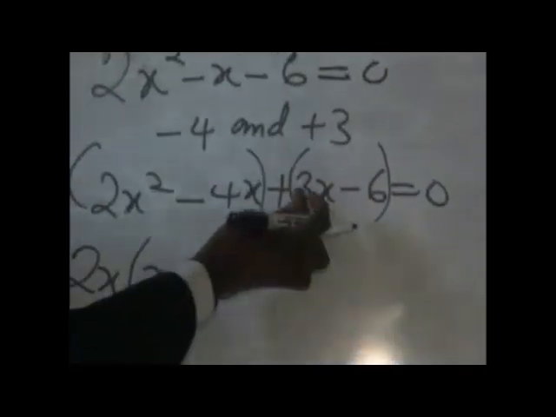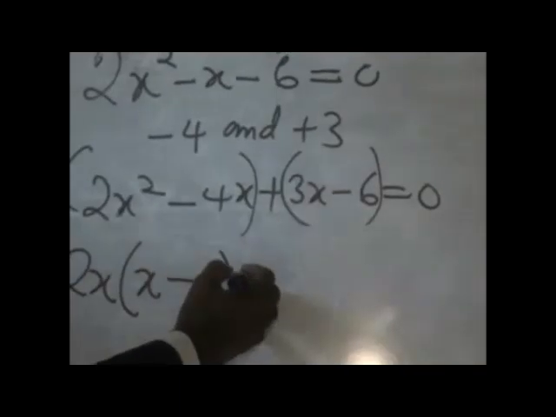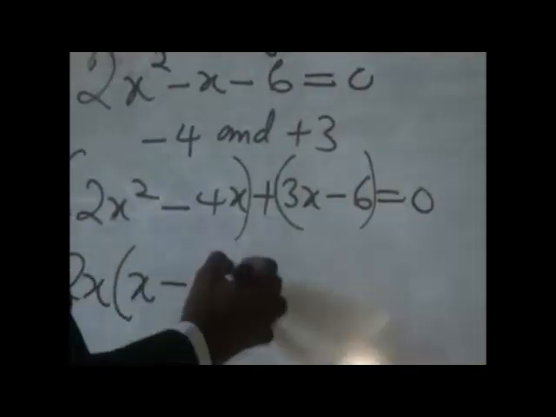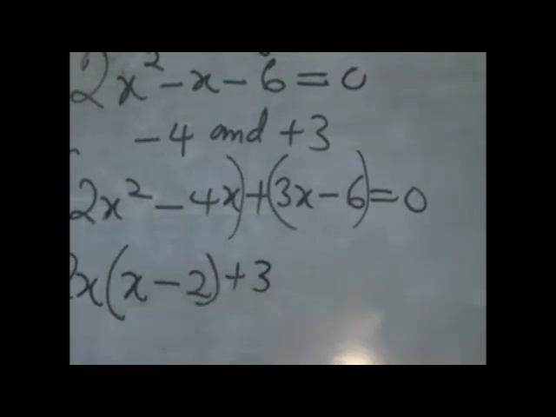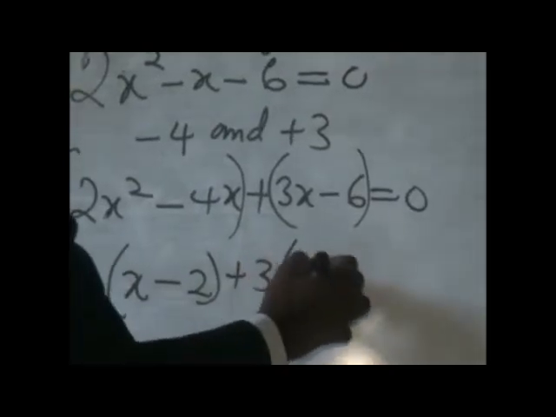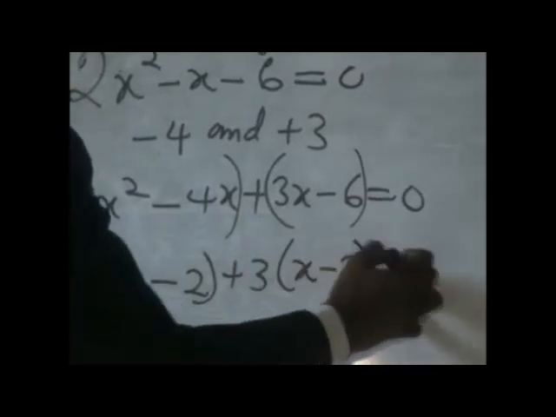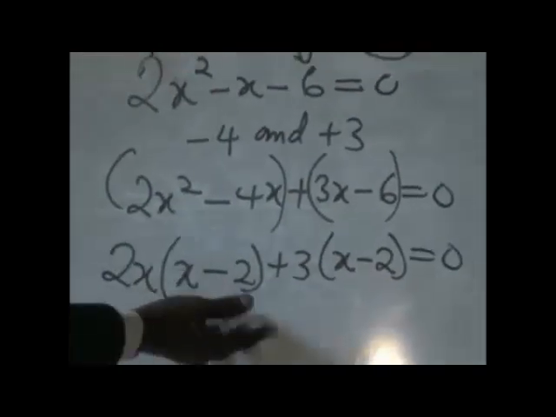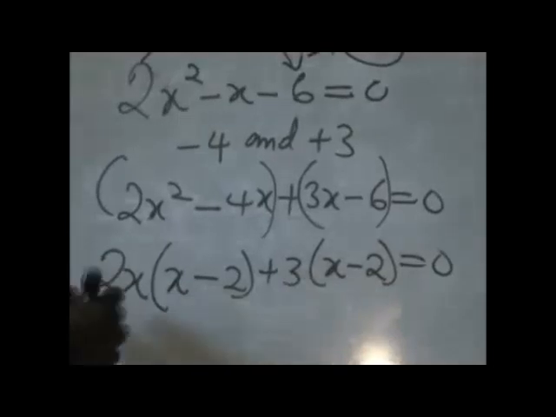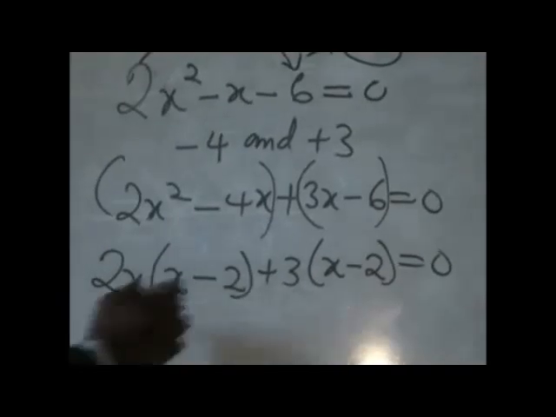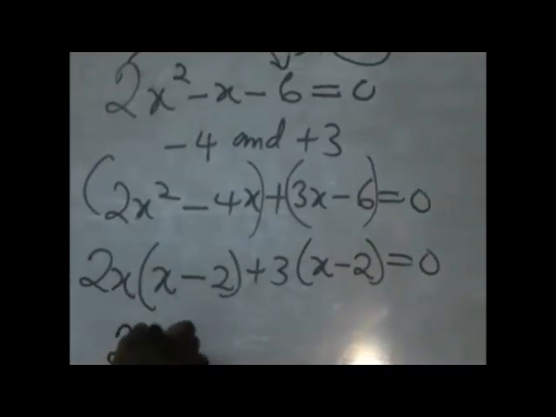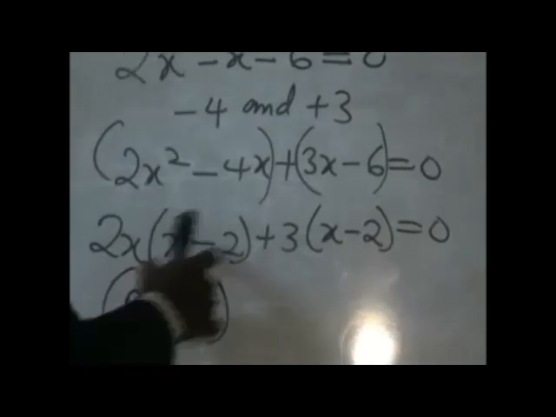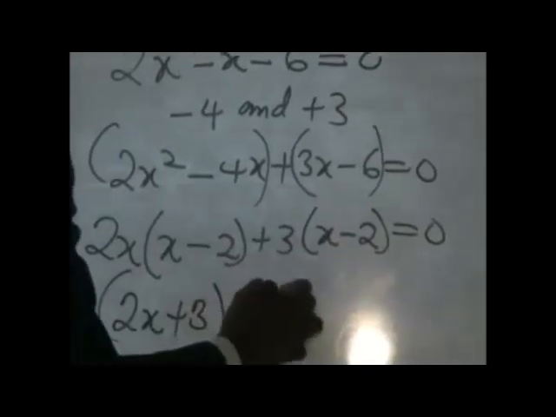So what is common between 3x and 6? What is common there is plus 3. Left with x minus 2 equal to 0. Okay? Alright? So what you can see, what you have here is also what you have here. So what you do, you take off these 2x and 3, it becomes 2x plus 3. You take one of the brackets, it becomes x minus 2.